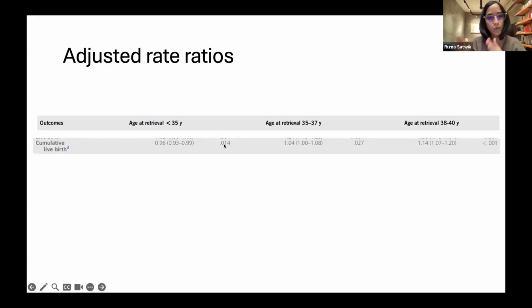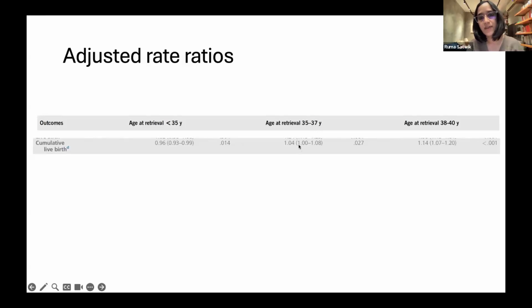I know you understand the p-value, but I want you to understand the significance of the confidence interval, which is that if it crosses unity, which is the line of no difference, it is automatically not significant, right? This one doesn't cross the line of unity. And what it is saying is that the intervention will lead to a reduction in cumulative live births in the age group less than 35.